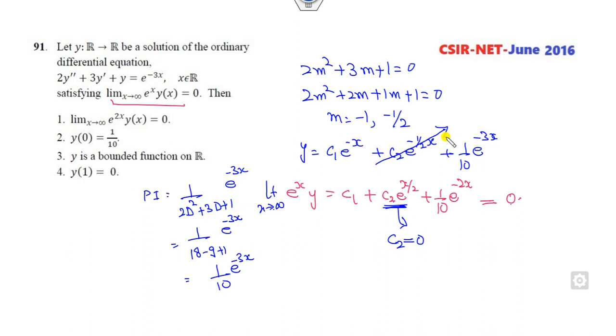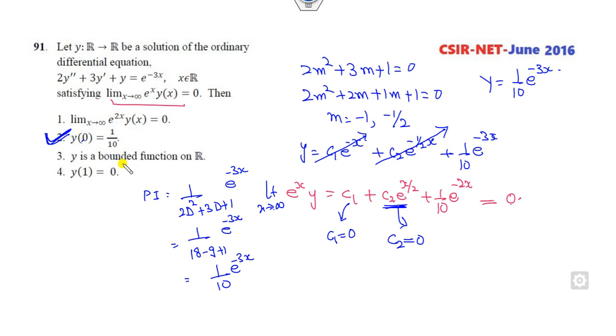Fine. How can you find c1? Again, it will go to 0 only when c1 is 0. If c1 is non-zero, then it will never go to 0. So c1 and c2 both are 0. So the final solution will be here. Now look at the first option, y of 0, that's satisfied. y of 1, not satisfied.